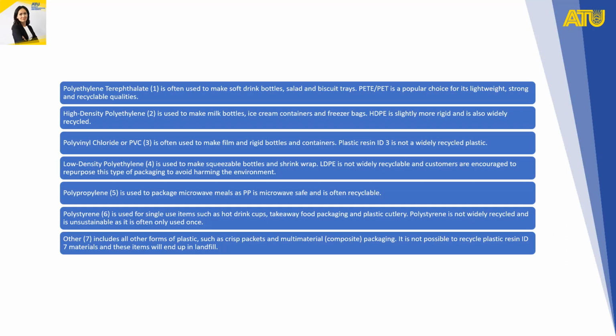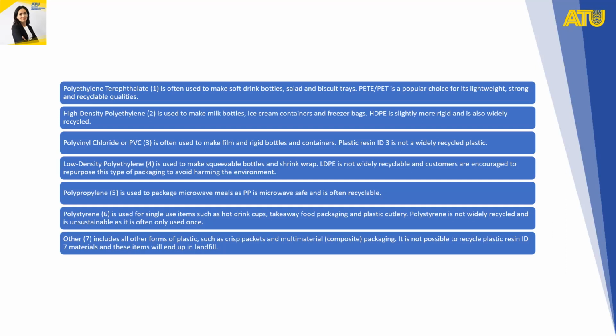Polystyrene is used for single-use items such as hot drink cups, takeaway food packaging, and plastic cutlery. Polystyrene is not widely recycled and is unsustainable as it is often only used once.